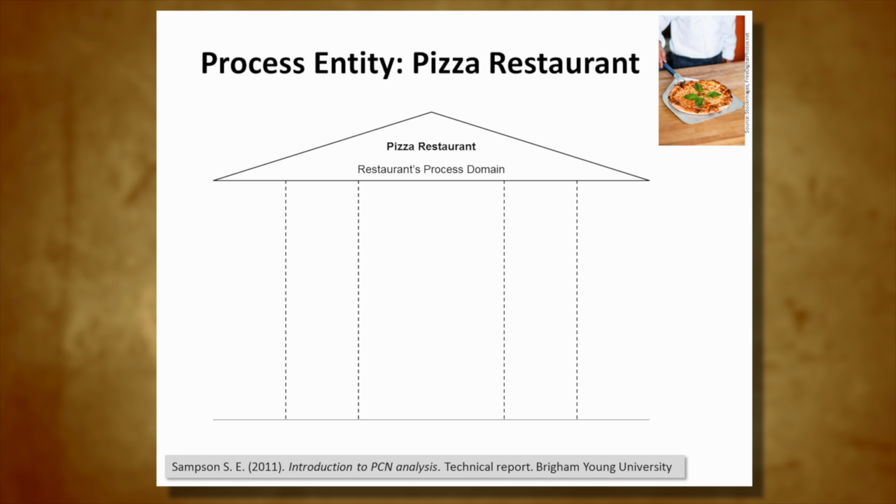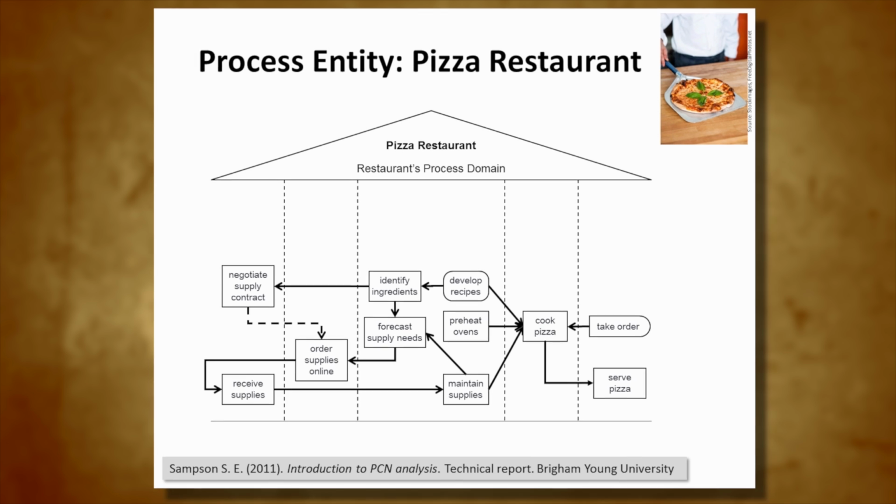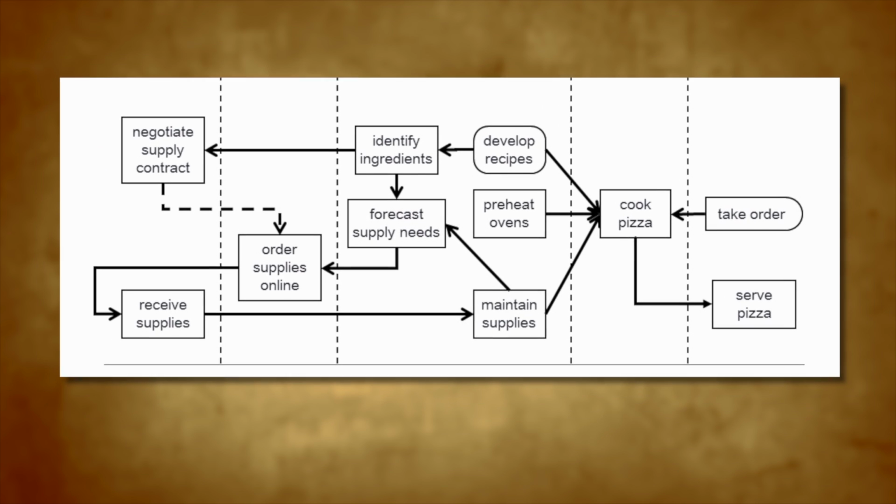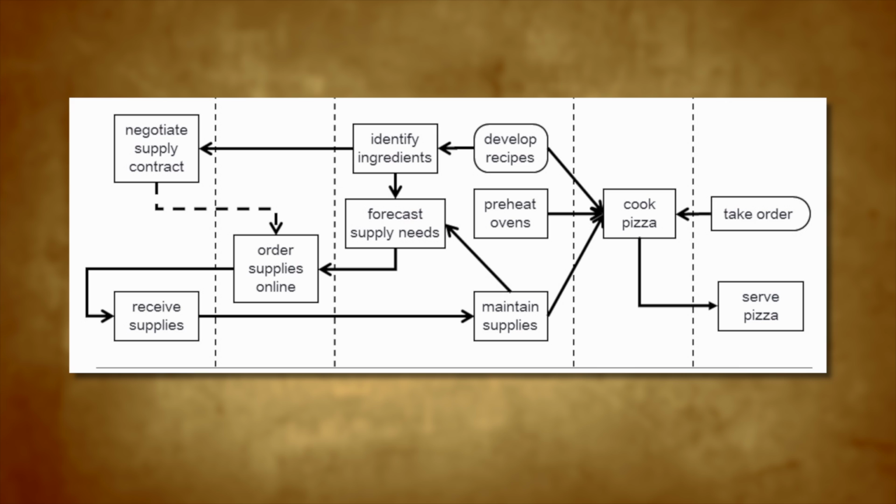Consider a pizza restaurant as the focal process entity. Where I grew up, we called it a pizza place. Here are some of the process steps at the pizza place. Cooking pizza is only part of it. The customer has to tell you what kind of pizza to cook. You have to have a recipe for it. You have to have the ingredients on hand. The oven has to be hot, and so on.